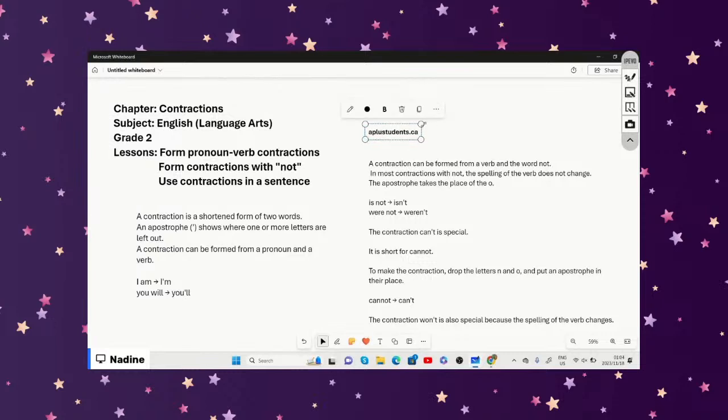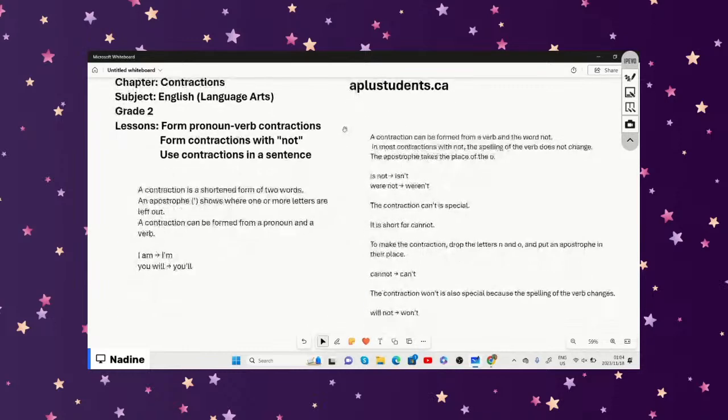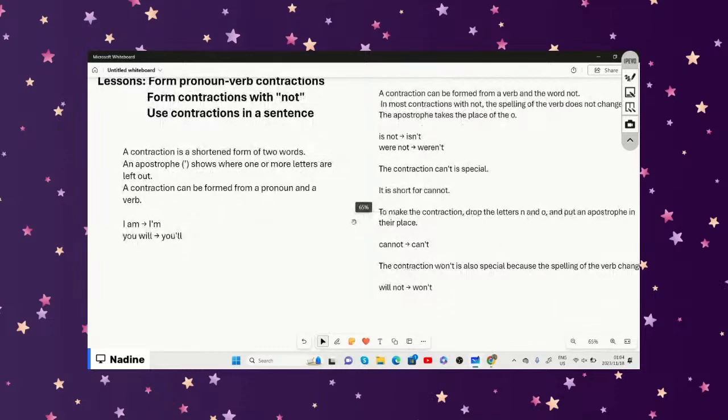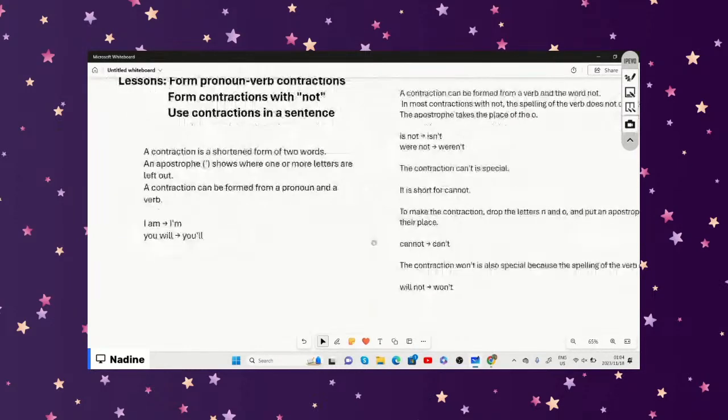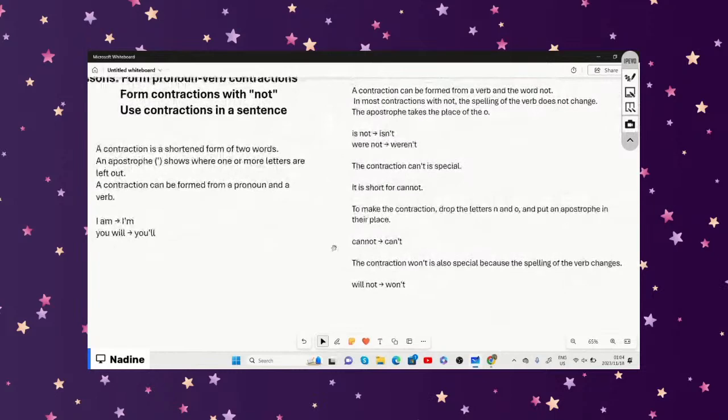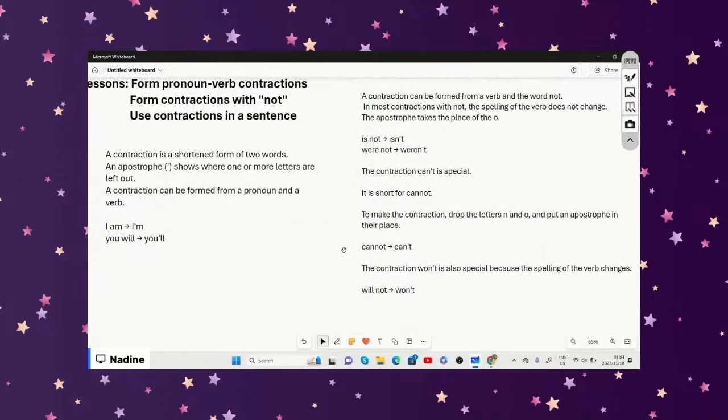And we are doing our tutorial lesson on aplusstudents.ca. All right, so now we're going to start with our lesson on contractions.